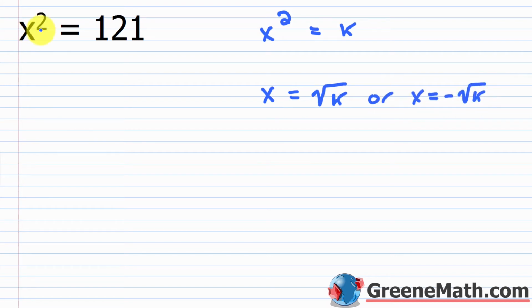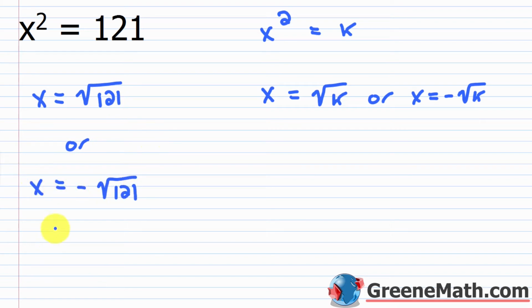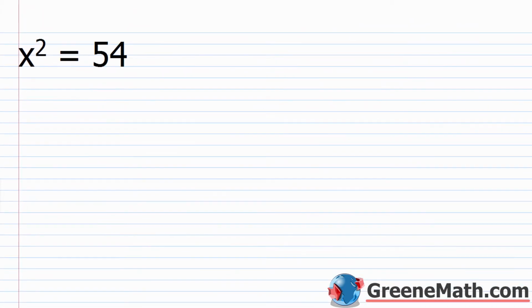So if I have this format, I can say x is equal to the square root of 121, or x is equal to the negative square root of 121. Again, this would just lead to x is equal to 11 and negative 11. Okay, because the principal square root of 121 is 11. And again, the negative square root of 121 is negative 11. All right, let's look at another one.